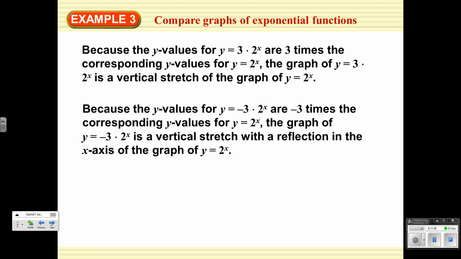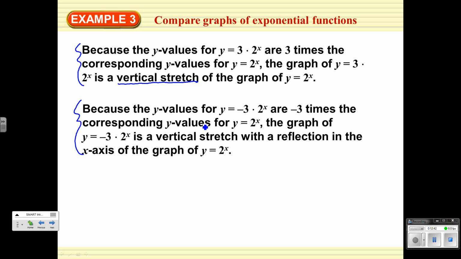All right, here's the deal. Here's how you compare. If you want examples for when homework or tests ask you to compare, here is what you are supposed to say. Here are perfect examples of the comparisons. Because the y values for y equals 3 times 2 to the x power are 3 times the corresponding y values, the graph is a vertical stretch. In other words, it increases at a much faster rate. And because the y values for y equals negative 3 times 2 to the x are negative 3 times the corresponding values, it's a vertical stretch with a reflection in the x-axis.